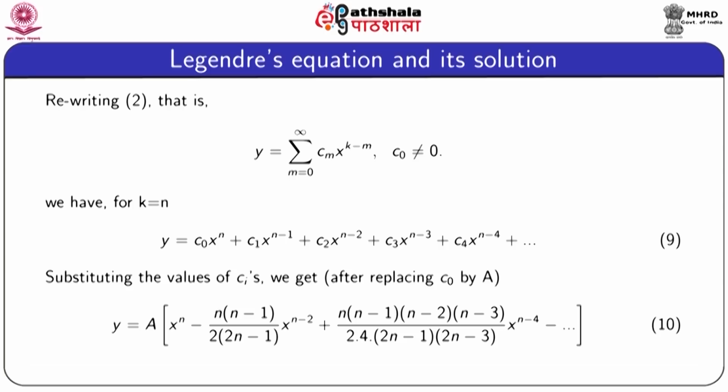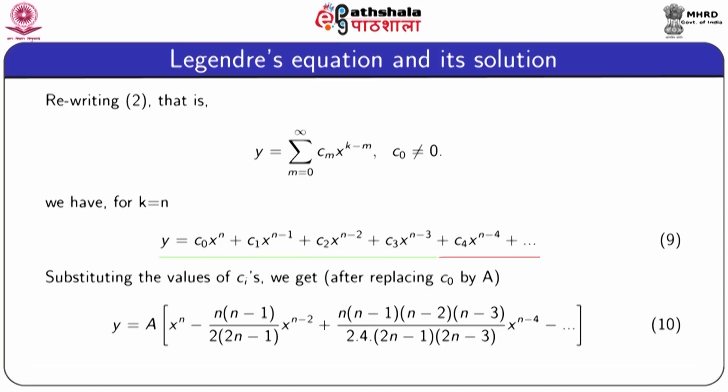Now, you rewrite the equation number 2, which is in this form y equal to summation m equal to 0 to infinity c m x to the power k minus m, where c 0 not equal to 0 for k equal to n. And if I substitute it here and write it in the expanded form, I will get y equal to c 0 x to the power n plus c 1 x to the power n minus 1 plus c 2 x to the power n minus 2 plus dot dot dot.